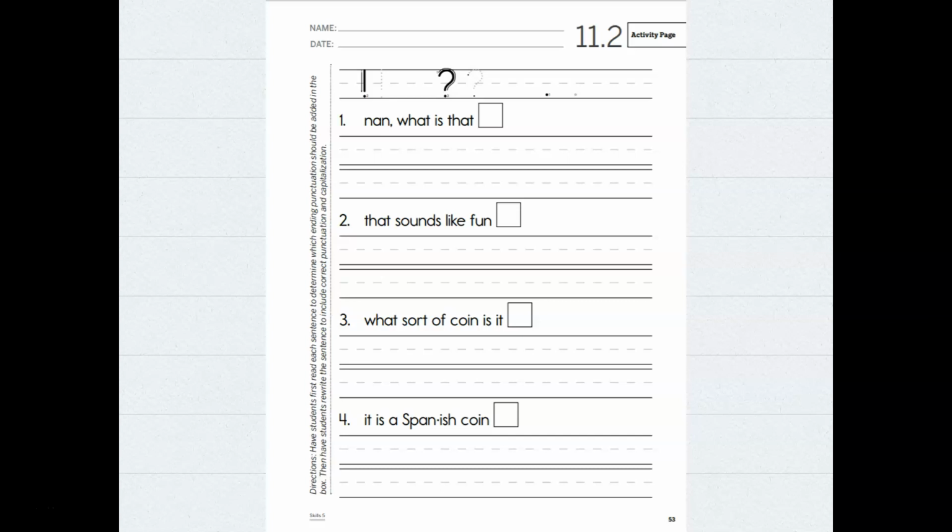For the rest of the activity page, we're going to write the correct punctuation in the box at the end of the sentence. Then we're going to rewrite each sentence, remembering that a sentence starts with a capital letter and ends with a proper punctuation mark. Number 1, Nan, what is that? This is a question, so we need to add a question mark. Copy the sentence on the lines below, remembering we need a capital letter at the beginning of our sentence.